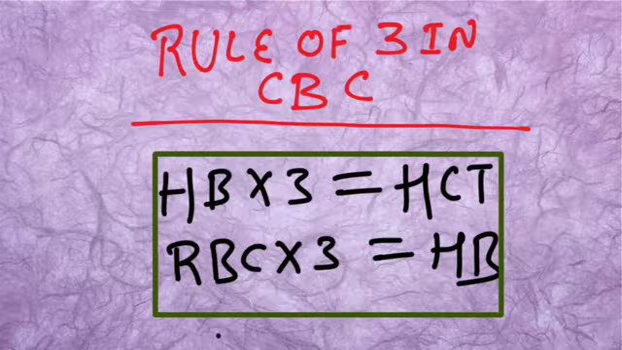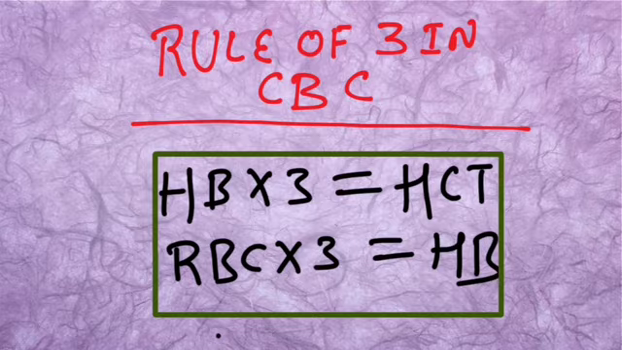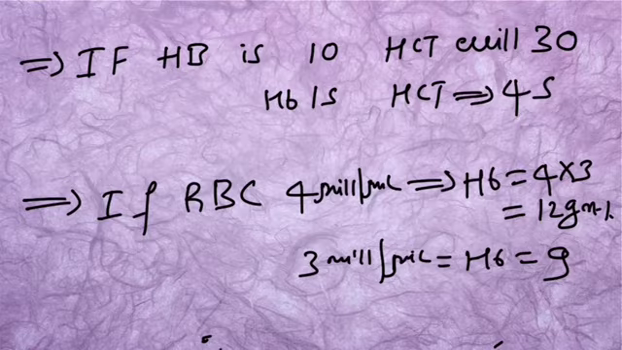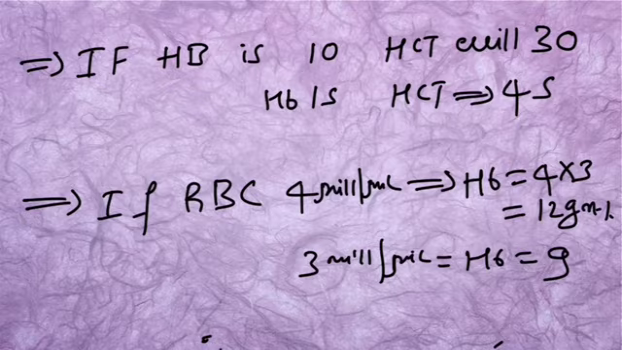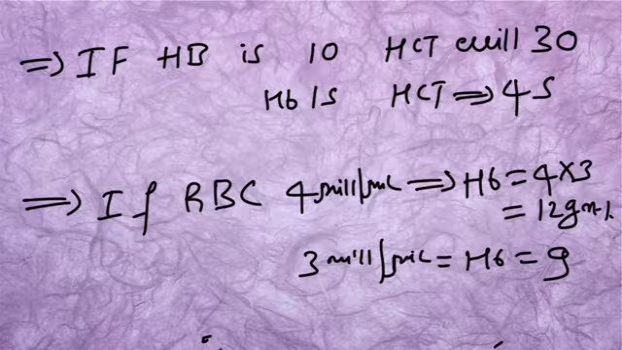Coming to the rule of 3 of CBC. Usually hematocrit is 3 times HB, and HB is 3 times RBC. For example, if HB is 10, hematocrit will be 30. If HB is 15, hematocrit will be 45. And if RBC is 4 million, HB will be 12. And if 3 million, HB will be 9.